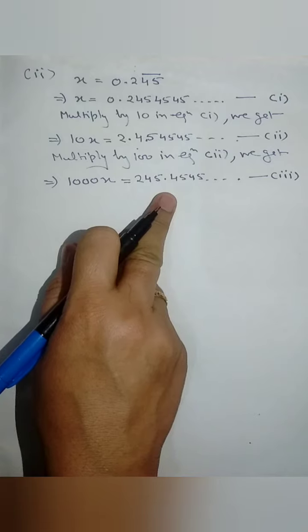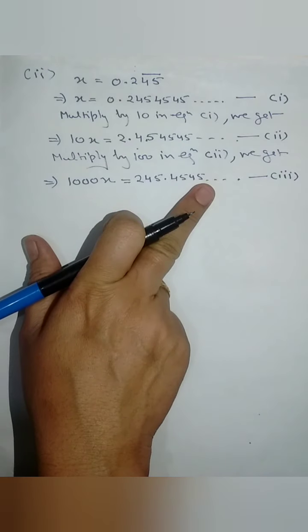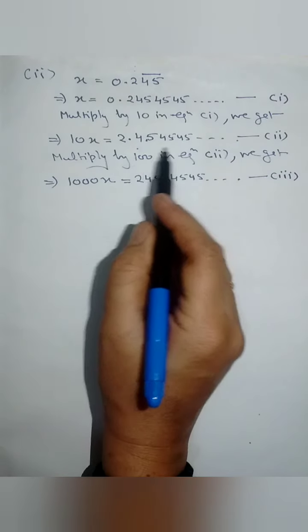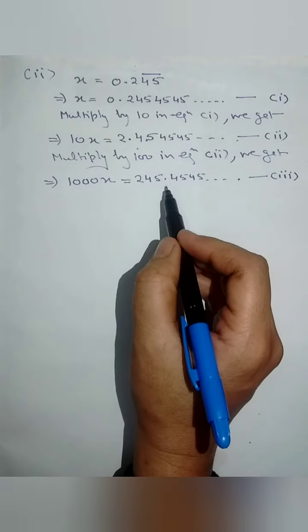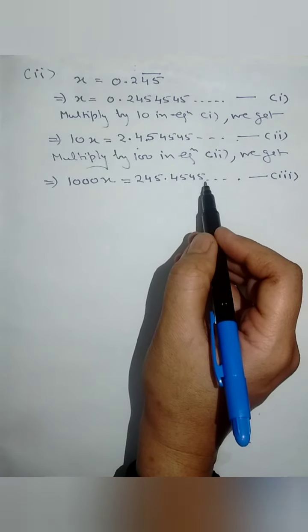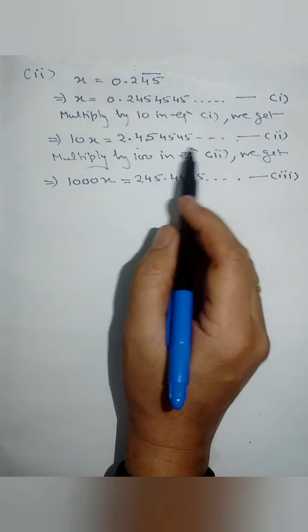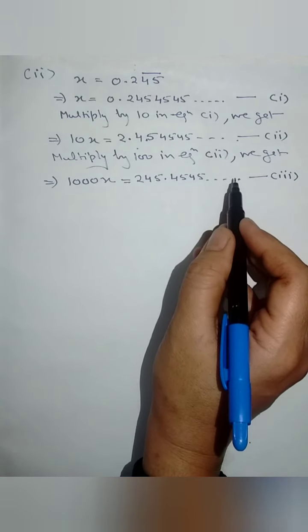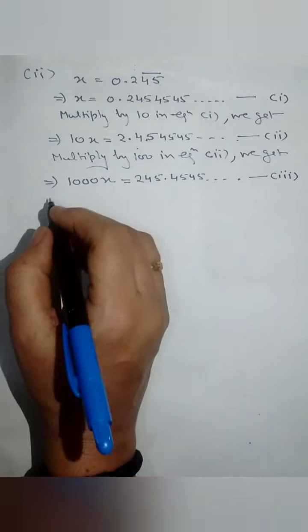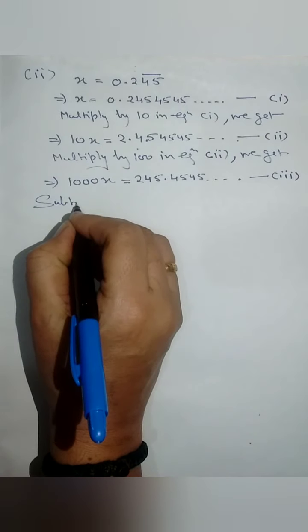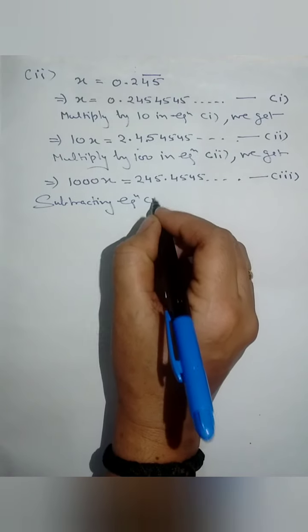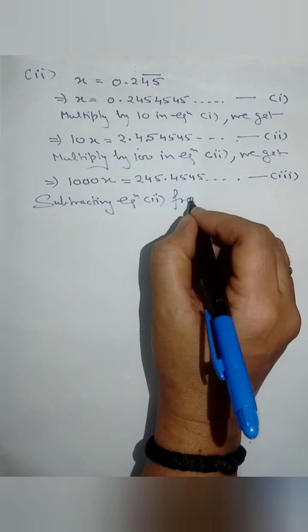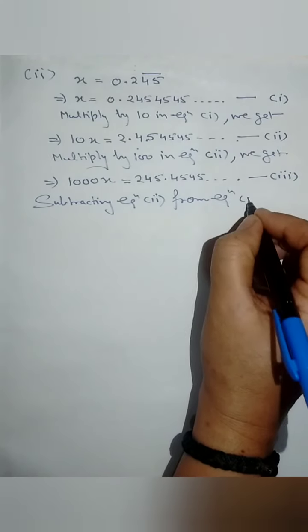Now we can see equation 2 and equation 3. On the right side of the decimal place, digits are repeating in the same manner, 0.454545 and so on, 0.454545 and so on. So we will subtract equation 2 from equation 3.